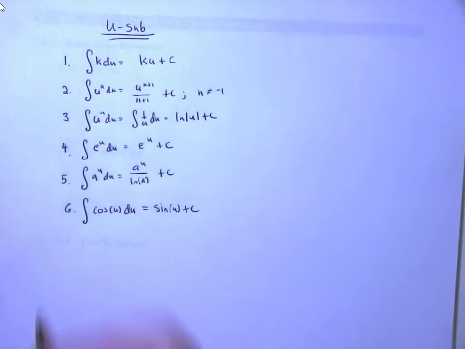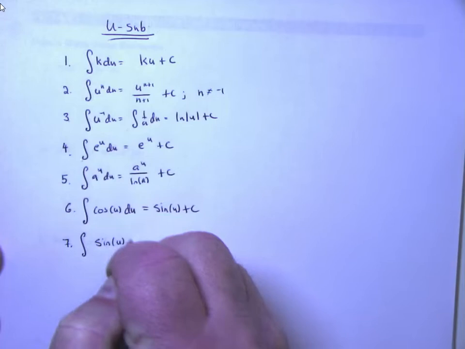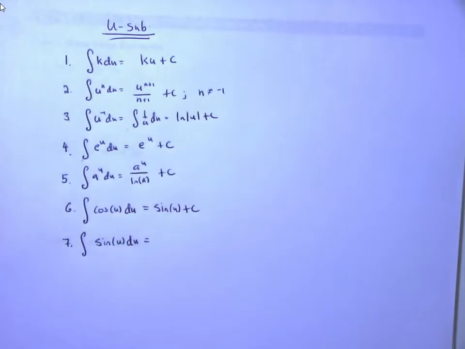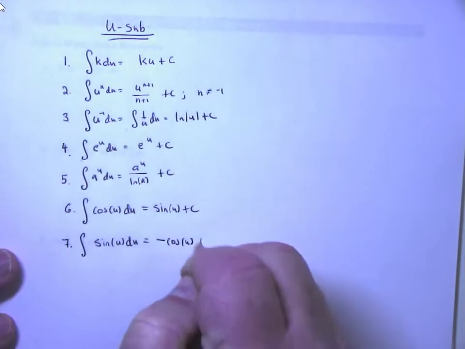So, similarly, rule number 7. What is the integral of the sine of u du? Right. Derivative of sine of u is cosine of u. Therefore, the integral of sine of u is negative cosine of u plus c.